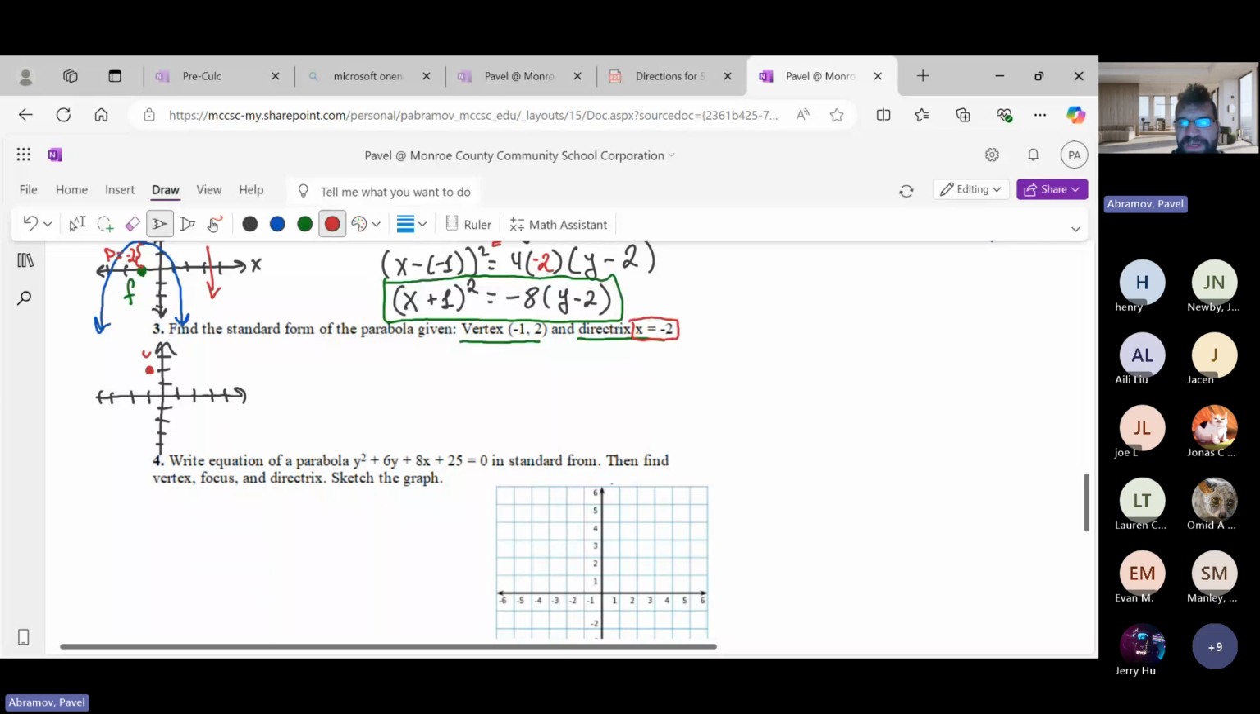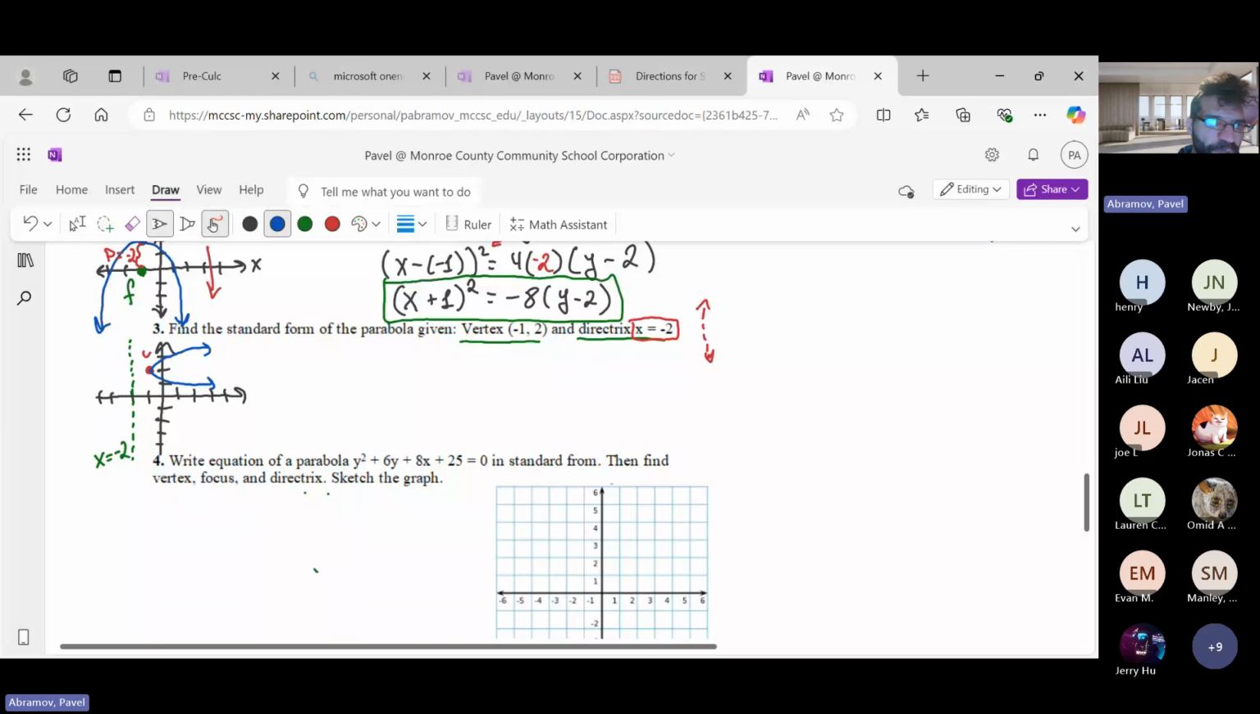So remember, if we have an equation of x equals a number, then it's going to be a vertical line. So it's going to be a vertical line like this through -2. So we're going to draw our directrix, and that's x equals -2. And once again, this tells us which direction the parabola opens, because the parabola is like a Pac-Man. It runs away from the directrix. So if the directrix is on the left, then the parabola has to face to the right. It has to face this way.